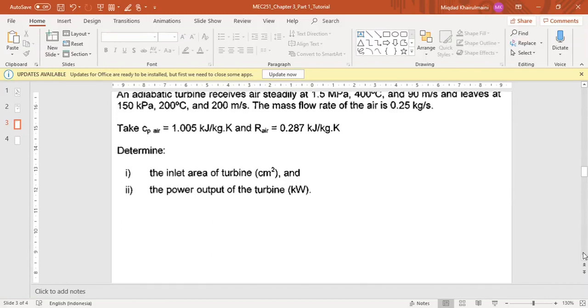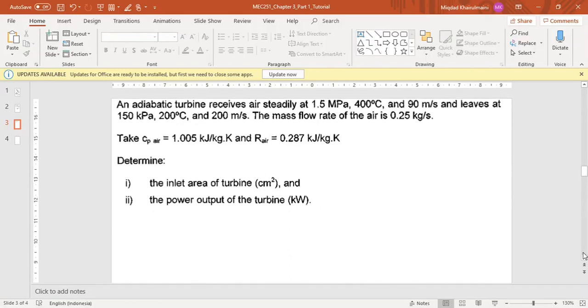So we have an adiabatic turbine receiving air steadily at 1.5 megapascal, 400 degrees Celsius, 90 meter per second. It leaves the turbine at 150 kilopascal, 200 degrees Celsius, and 200 meter per second. The mass flow rate of the air is 0.25 kilograms per second. Given in the question, the specific heat at constant pressure, Cp, is 1.005 kilojoules per kg Kelvin, and also the gas constant for air, 0.287 kilojoules per kg Kelvin.